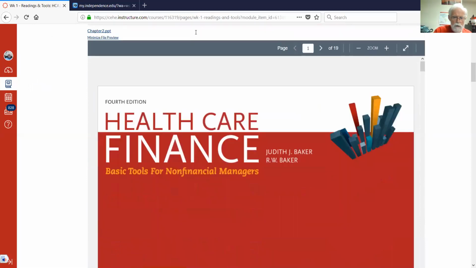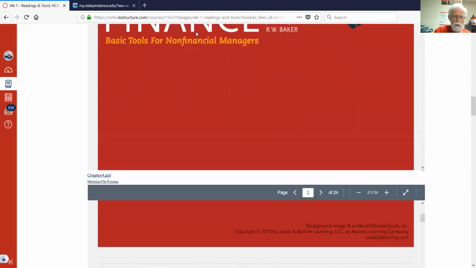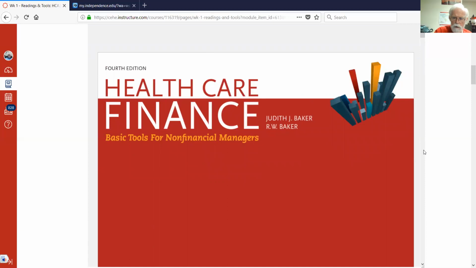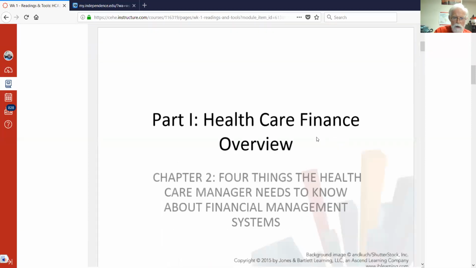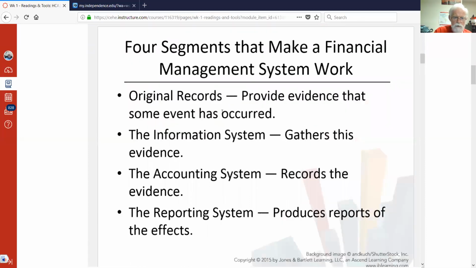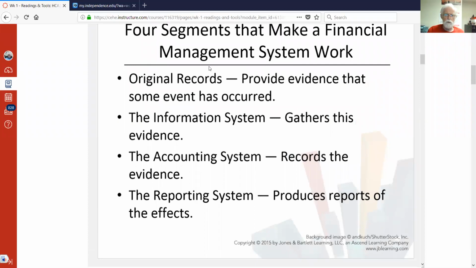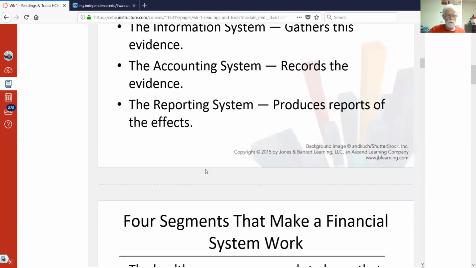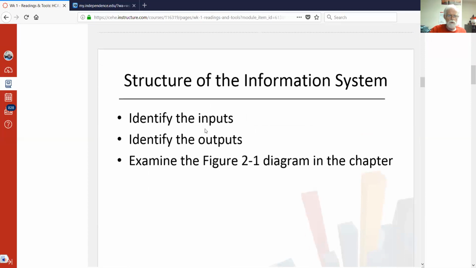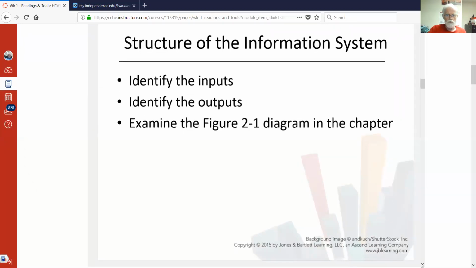So we go on now to the next chapter. We want to get in here and look at financial management systems. So we have the four segments that we talked about: records, information system, accounting system, and reporting system. These separate elements work together to give us the end result, which is a financial picture of the organization.